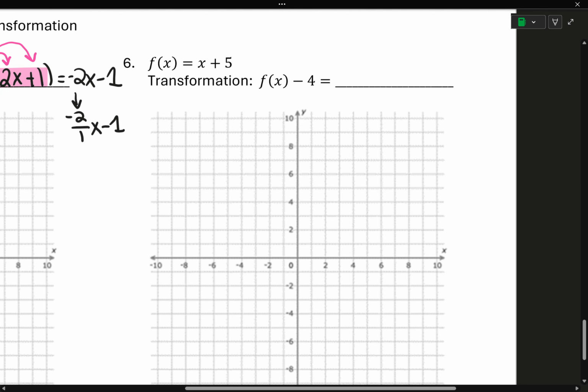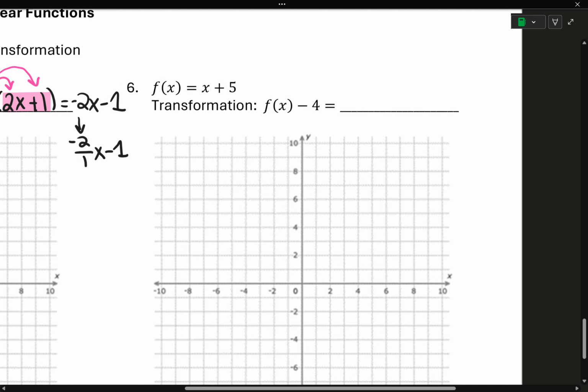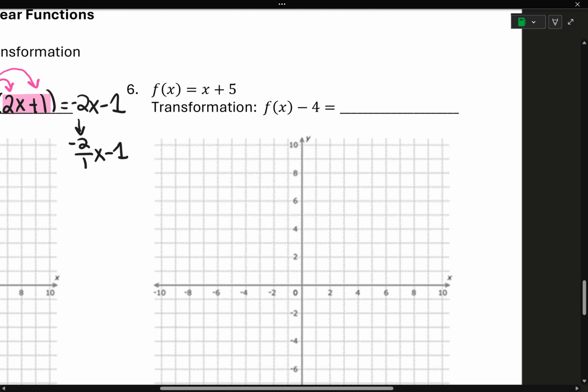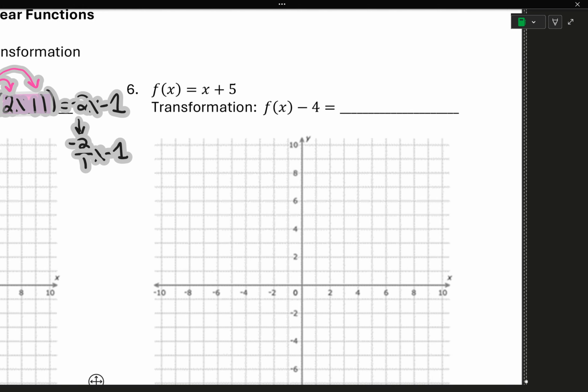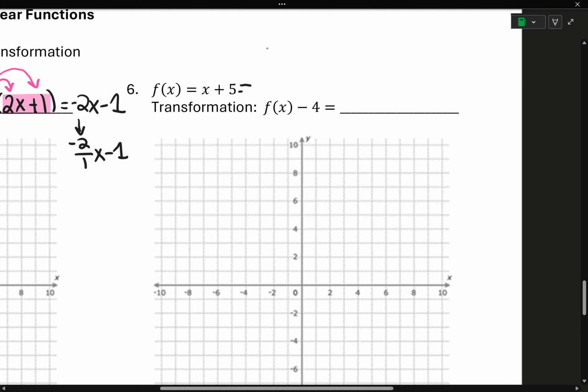Number 6. F of x equals x plus 5. Do you know what number is actually in front of x that we don't see? It's 1. It's that invisible 1. So, 1x is actually 1 over 1x. All right, let's graph it. We start at 5, and then we go up 1, right 1. I'm going to keep making dots.